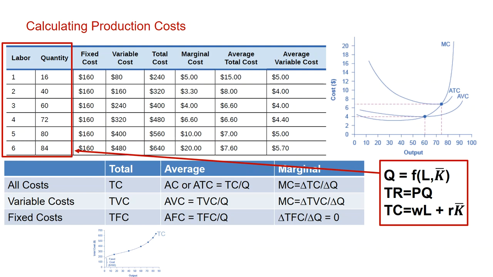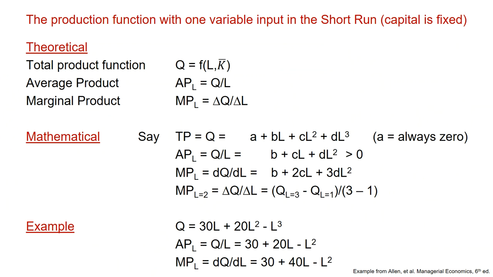But that red box, that production function, is tied up there with the labor and quantity that you see in the table. As we hire one worker with fixed capital, we produce 16 units. If we add another worker, we can produce 40. We add another, we produce 60. And all of the other values stem from that. And here's where we want to go.